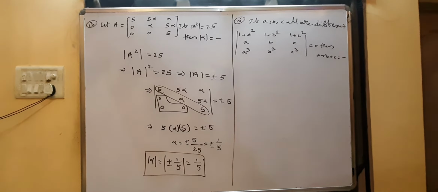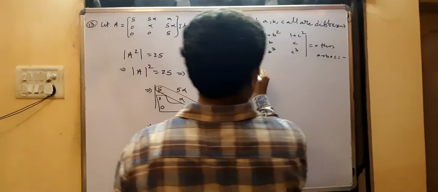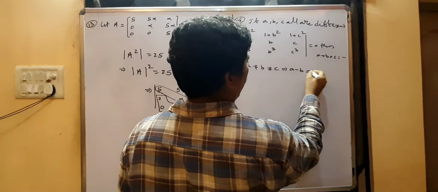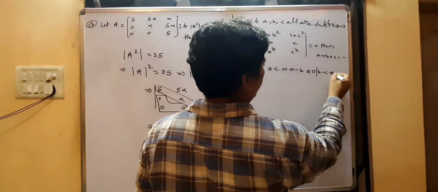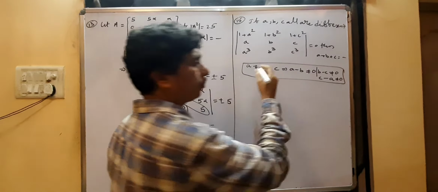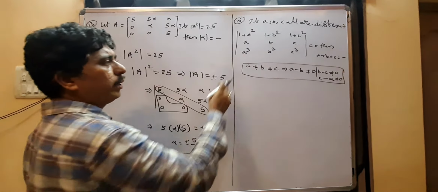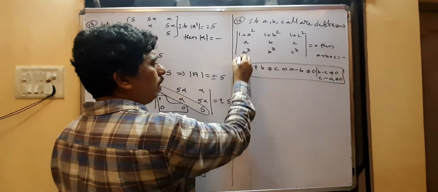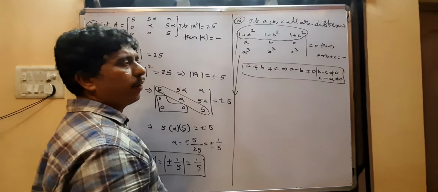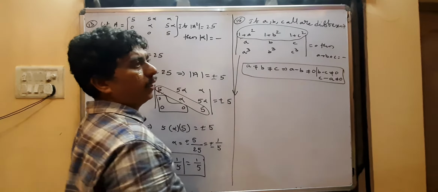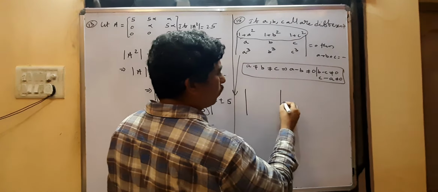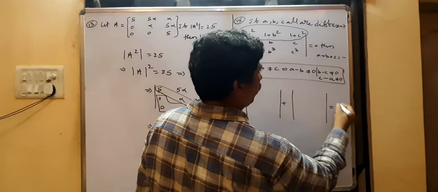Coming to next question. A, B, C all are different. That means A not equal to B not equal to C. That means A minus B not equal to 0, B minus C not equal to 0, C minus A not equal to 0. This condition is given. Now coming to determinant value equal to 0 is given. You have to observe the first row. Every element contains a sum of two elements. So the determinant can be expressed as a sum of two determinants equal to 0.